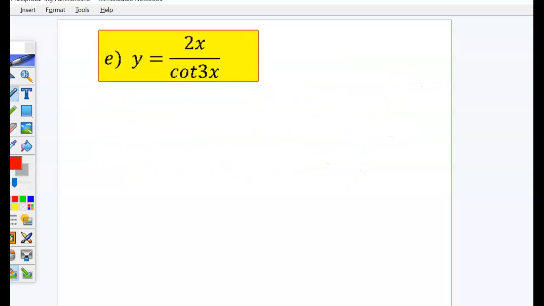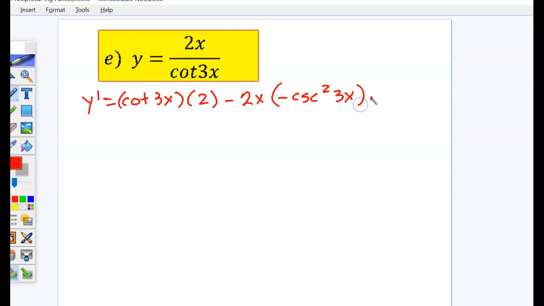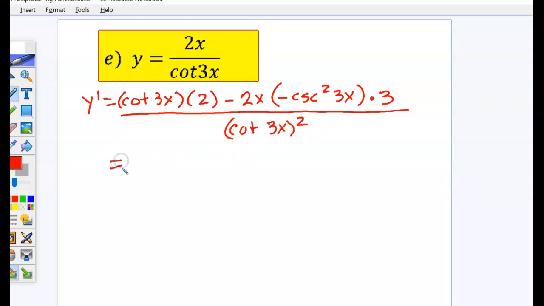Okay, this one here, we'll try this one. This is a quotient rule. So again, y prime is going to be the denominator times the derivative of the numerator minus the numerator times the derivative of the denominator. And the derivative of cotan is negative cosecant squared 3x times the derivative of 3x, which is 3. And this is all cotan 3x all squared.